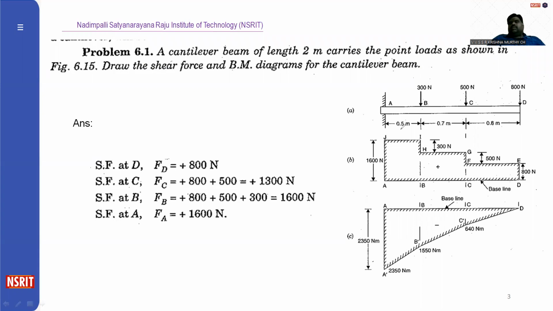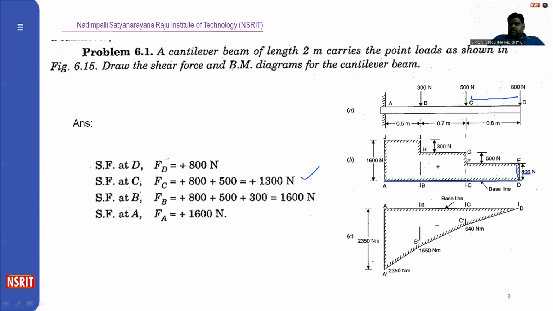We know that the shear force is nothing but the algebraic sum of all the forces acting on either section of the beam. So now draw the reference line like this. Initially, first we shall go with the free end. At the free end, it has 800 newtons, so draw a vertical line and mark 800 newtons. Next, at point C, without carrying this 800, it cannot carry this 500. So at point C, there will be 800 plus 500. What will be the value? 1300.